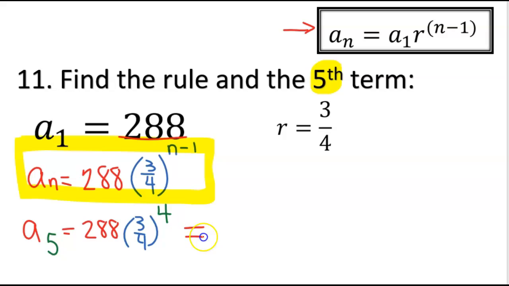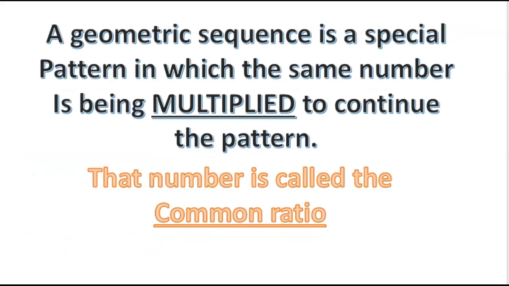And the 5th term is going to be 91.125. Did you get that number when you put that into your Desmos or your calculator? Please copy this definition of a geometric sequence down into your notes.